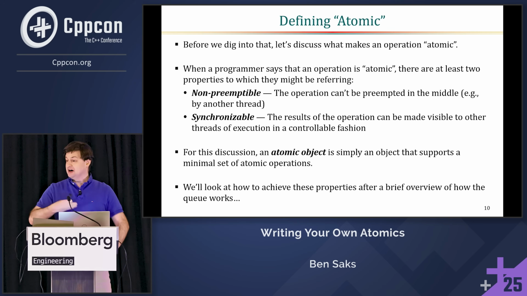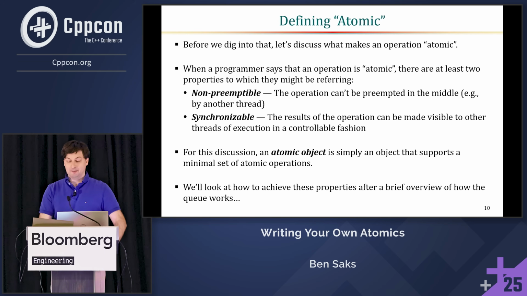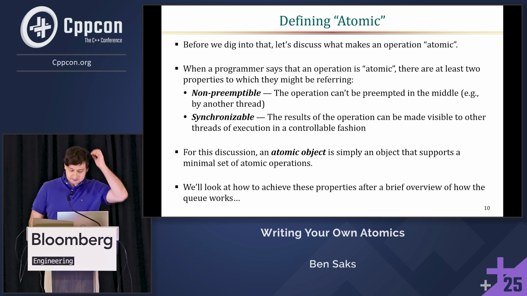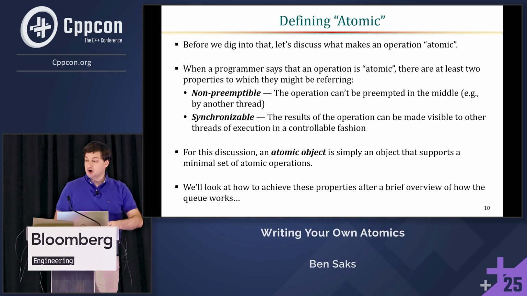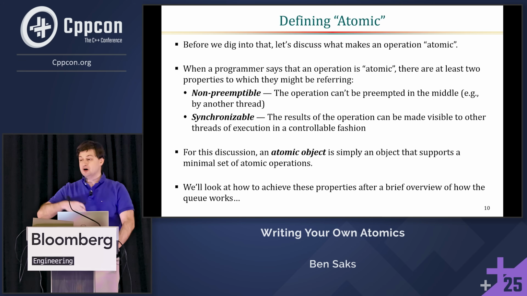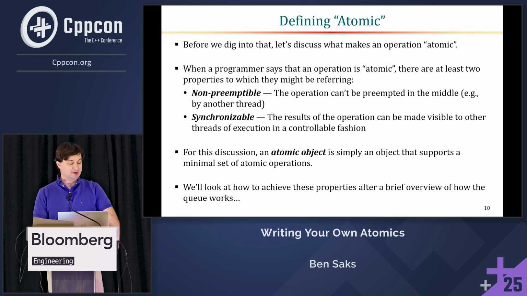And so, for the purposes of this discussion, when I say something is an atomic object, I really mean that it supports operations that have these two properties, a certain minimal set of those operations. So I'm going to talk a little bit about how the queue works so that we can see what would go wrong if we don't have these properties. And then I'm going to go into how we can actually get those properties for our atomic objects.